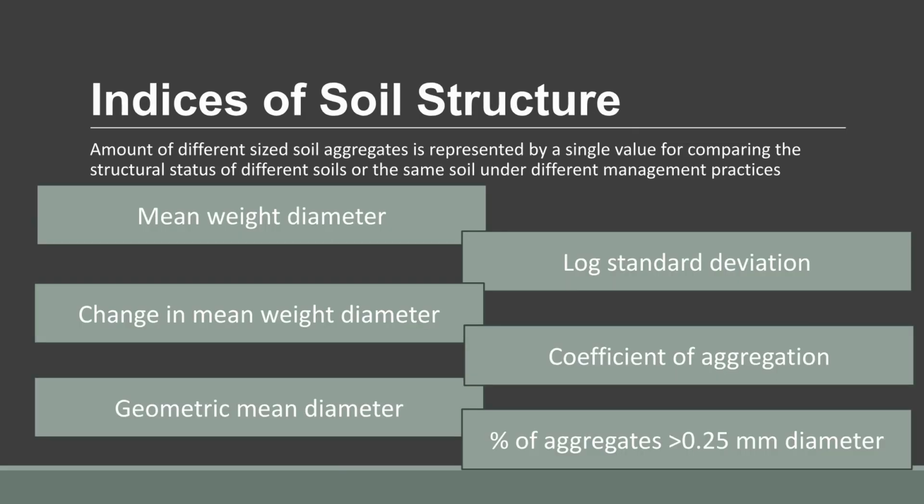Indices of soil structure use a single value to compare structural status. Common indices include mean weight diameter, geometric mean diameter, log standard deviation, change in mean weight diameter, coefficient of aggregation, and the percentage of aggregates larger than 0.25 millimeters.